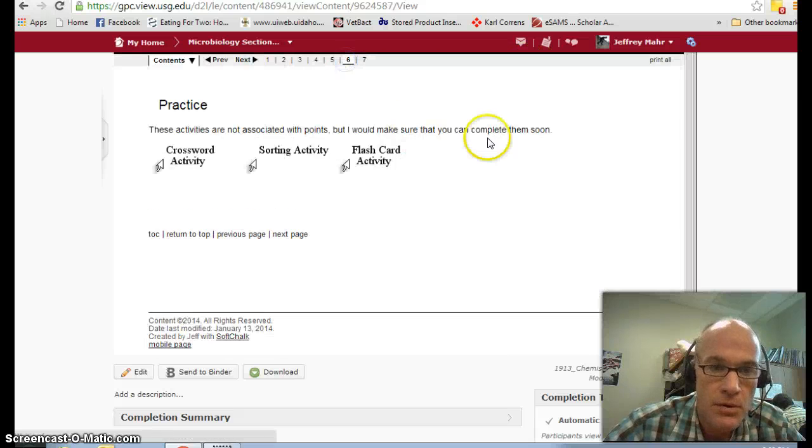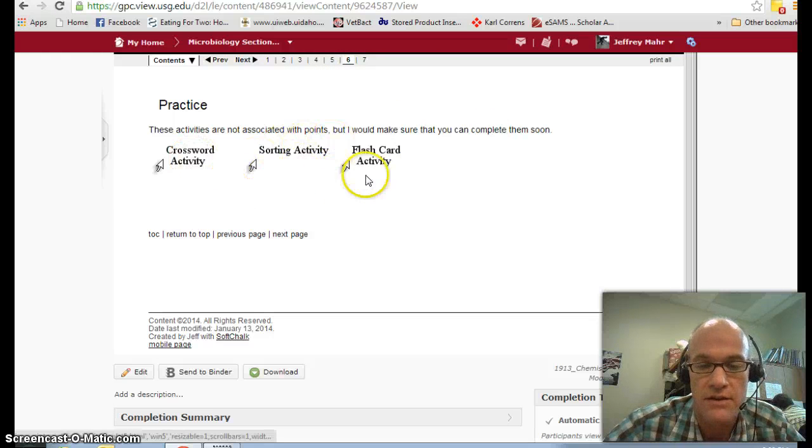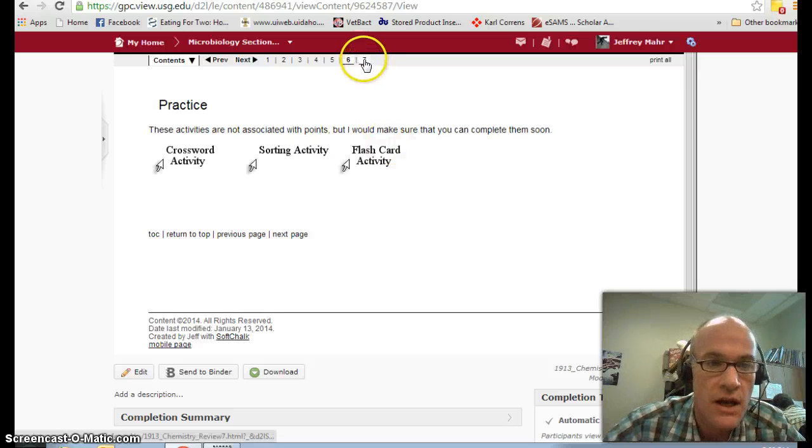And then in these I put in some activities. There's a crossword activity, a sorting activity, a flashcard activity. There are no points associated with these at all. So in one sense, they're a waste of your time unless you want to do well in the class, in which case I would do them. If you have any trouble at all, or you don't know what I mean by some of these activities, ask me. It's perfect. I want to generate some questions.